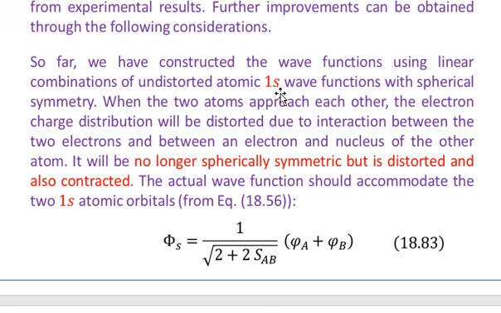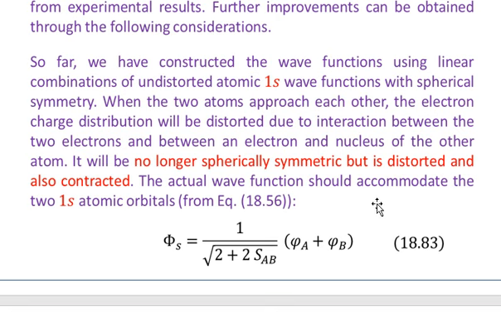That is, the 1s atomic orbitals that we have considered so far, these spherical 1s orbitals, will no longer be symmetric when the atoms are closer to each other, due to the repulsive force between the two electrons and also due to the interaction of these electrons with other nuclei. That is, electron 1 is influenced by nucleus B and electron 2 is influenced by nucleus A. So it will be no longer spherically symmetric, but is distorted and also contracted.